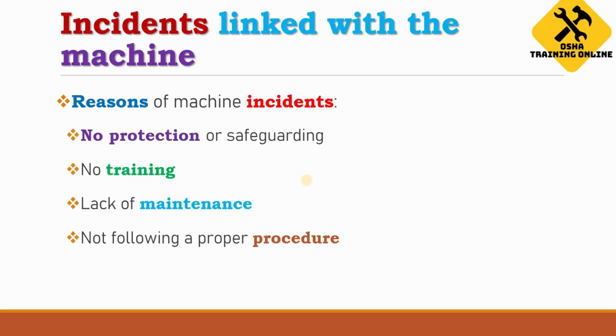Lastly, we have to discuss some of the reasons for incidents linked with the machine and their effects. The reasons for machine incidents are the following. The first one is no protection or safeguarding. If there is no protection around the machinery's moving parts, then there might be incidents. The second reason is no training for the worker. The third reason is lack of maintenance. We have to maintain and inspect the machinery. The fourth point is not following a proper procedure. If the workers are not following a proper procedure, then there might be incidents.